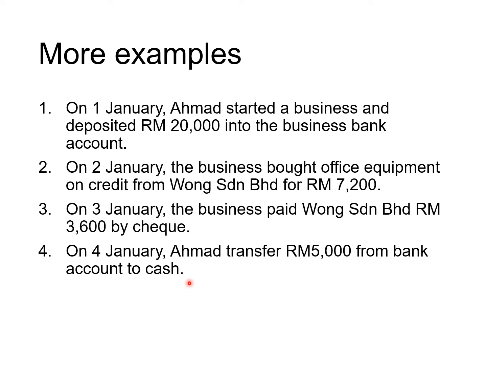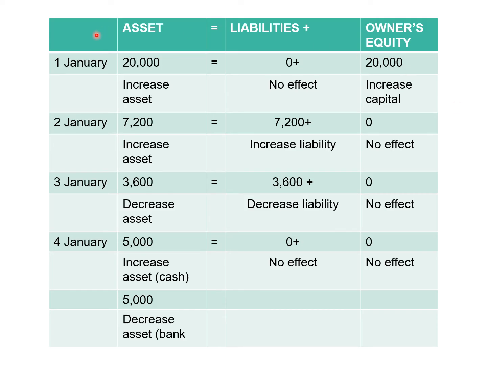So let us see the double entry ataupun the effect of the 4 transaction here. So here I dah letakkan asset equals to liability plus owner's equity. Untuk 1 Januari, apabila Ahmad tu dia start business dia dengan memasukkan 20,000 duit daripada akaun dia sendiri kepada akaun bank. So what happen here, asset dia akan increase, sebab duit dalam bank tu asset, right? So increase asset 20,000. So equal here. Untuk liability, dia tak ada effect sebab dia tidak melibatkan duit orang luar yang bagi dekat dia. And then untuk capital, owner's equity increase. So kita akan increasekan capital.